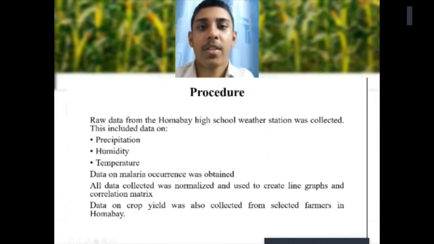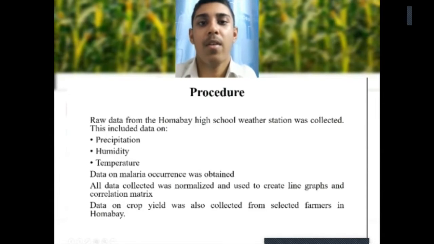Procedure. We collected normalized data used in this project from the Homa Bay High School weather station. This data included data on precipitation, humidity, temperature. We also collected raw crop data from farmers in Homa Bay. We used this data to calculate crop yield.